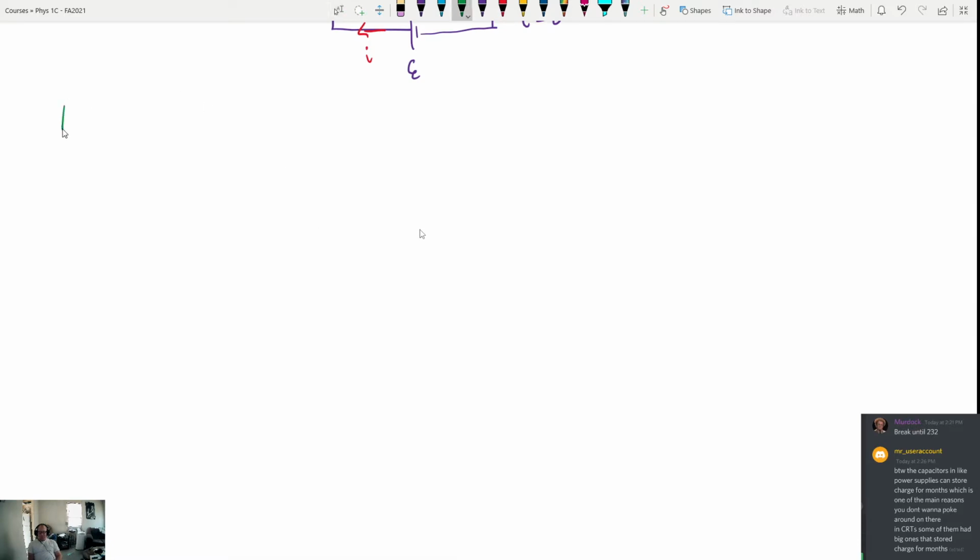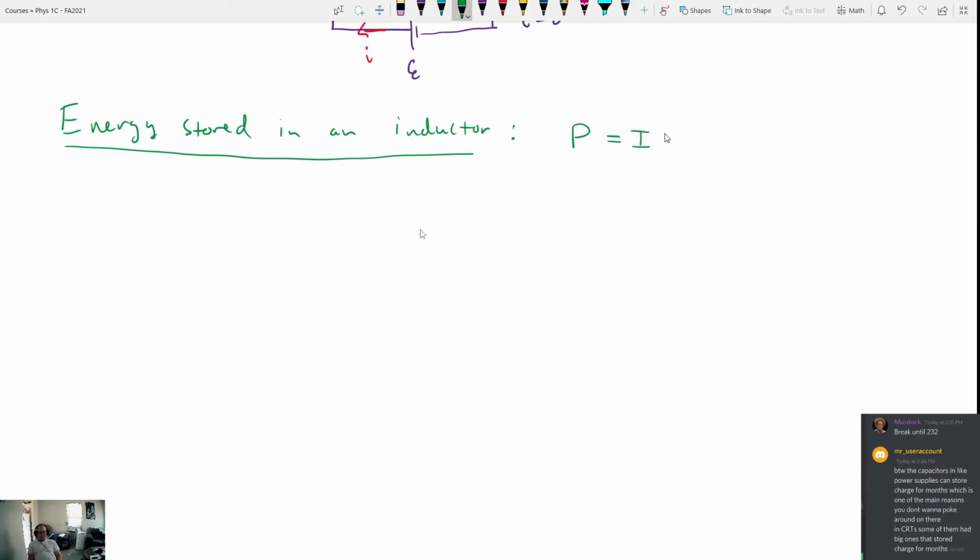Next, we're going to talk about the energy stored in an inductor. And for this, we're just going to use the idea of power. We know that power is equal to current multiplied by EMF. In the case of an inductor, the induced EMF is negative L di dt.